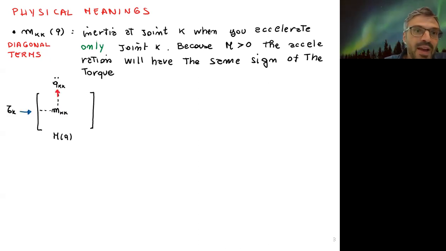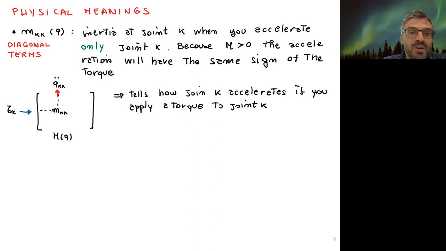You need to think about the MKK entry of the inertia matrix as the inertia seen at joint K whenever you accelerate only joint K. But accelerating joint K means that we'll also move all the links attached after joint K in the kinematic chain. And because the inertia matrix is positive definite, the acceleration will have the same sign as the torque. So we enter with a torque, we multiply by MKK, and we obtain the acceleration of joint K.